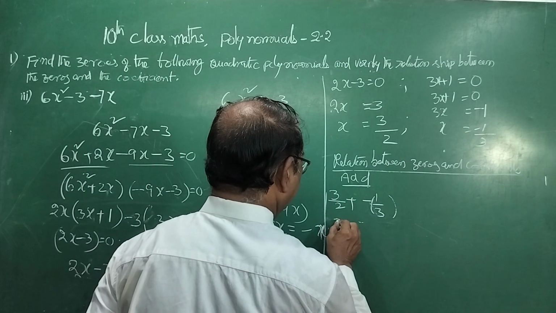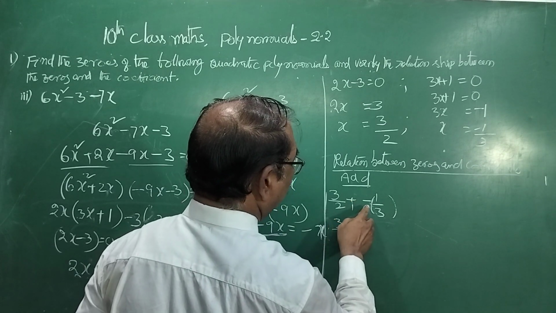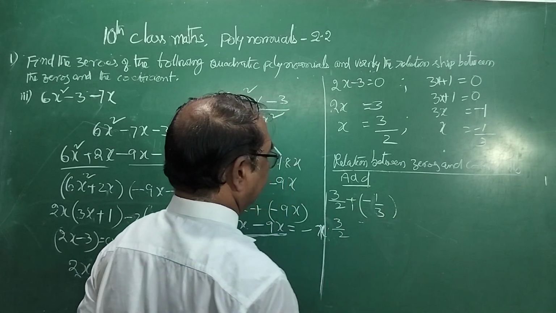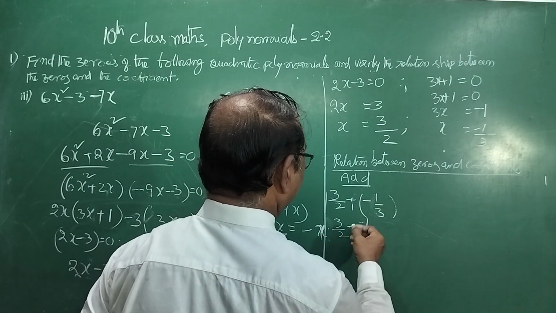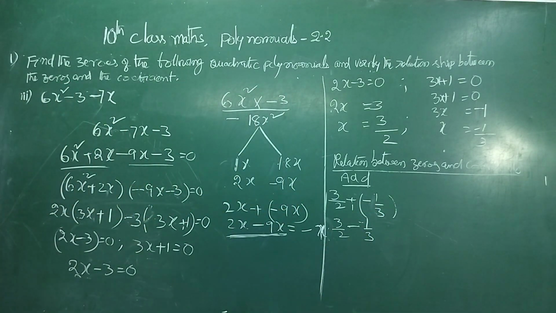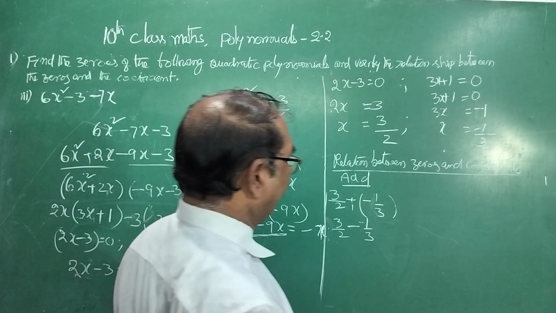3 by 2 plus into minus 1 by 3. These two we have to add.